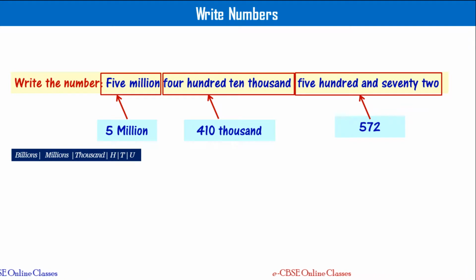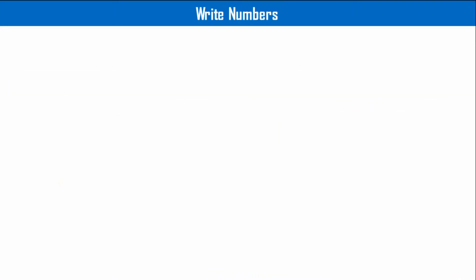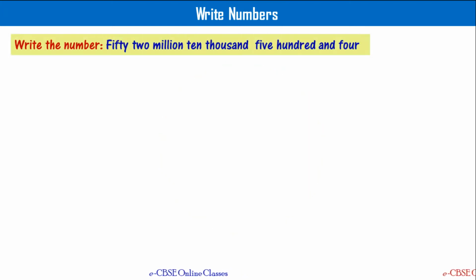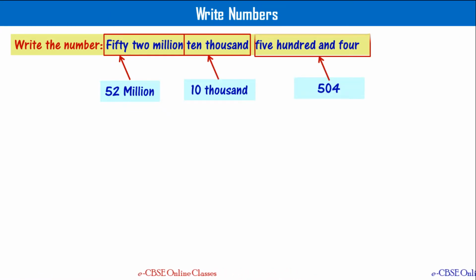For 5, we'll write 5 in the millions group so that it represents 5 million. Then for thousands group, we have 410. Let's write that number under thousands group. And then for ones group, you have 572. Write that. So the number is written as shown here. Now let's write another number, that is 52,010,504. 52 million, then 10,000, and then 504.